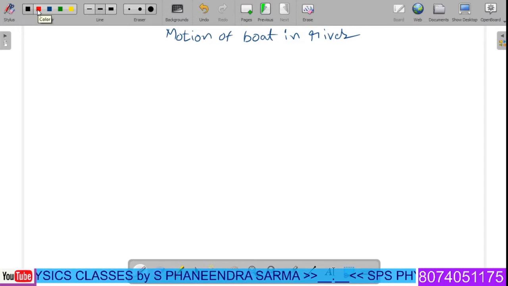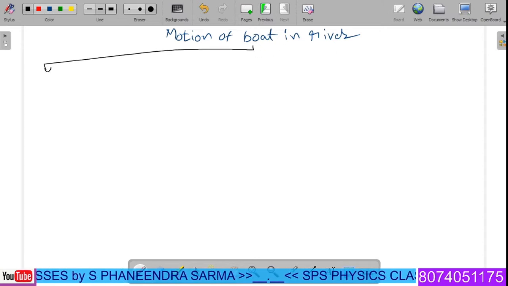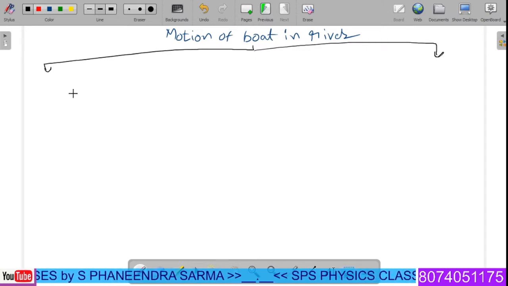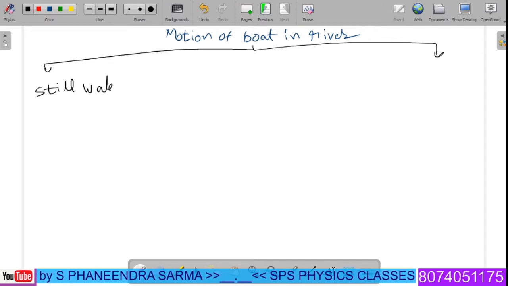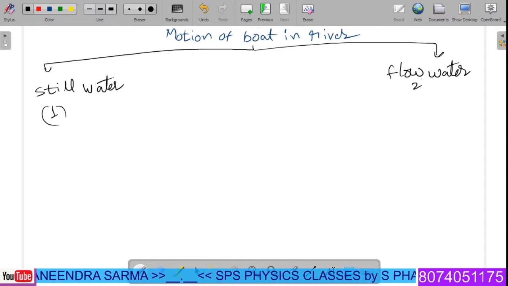Now, in the motion of boat in river model problems, we have different types of cases. Let us try to take care of the things one by one. First, we primarily have two cases. The first one is the boat moving in still water condition. In the other, the water is moving; we have to consider the flow water condition. So this is the first part, and this is the second part.